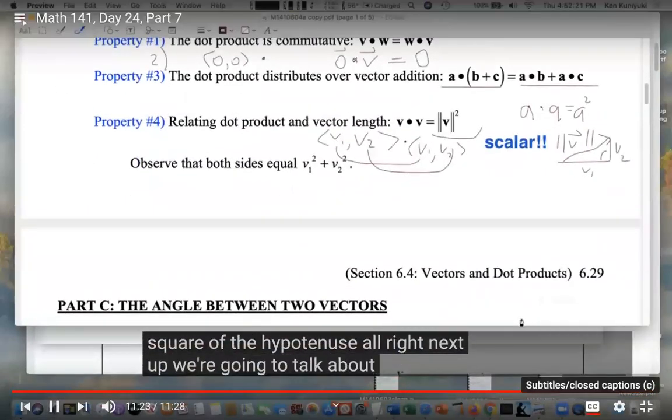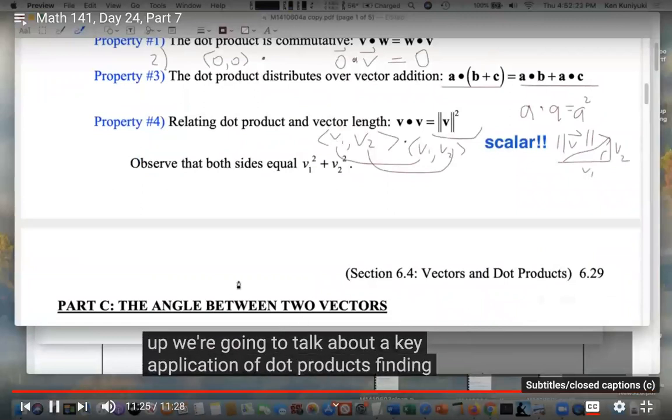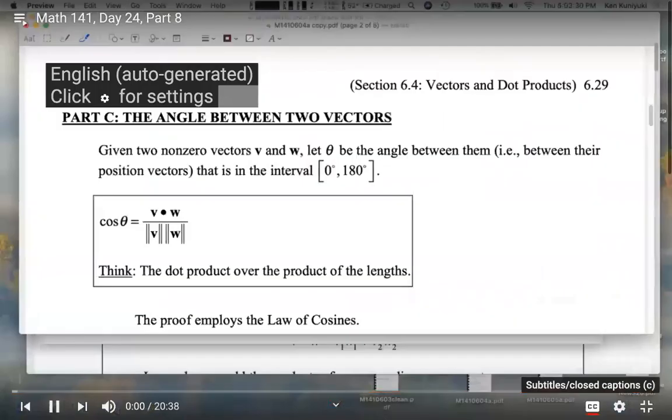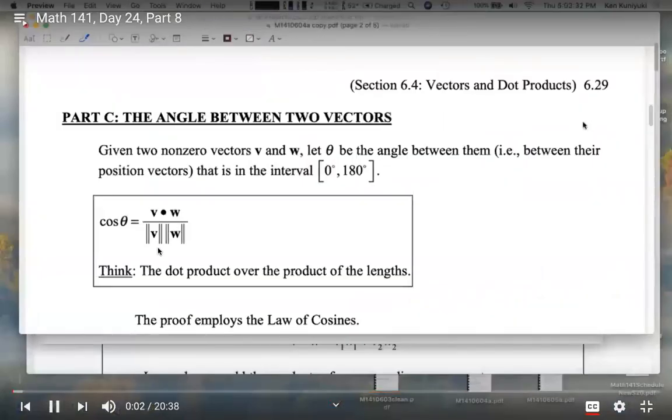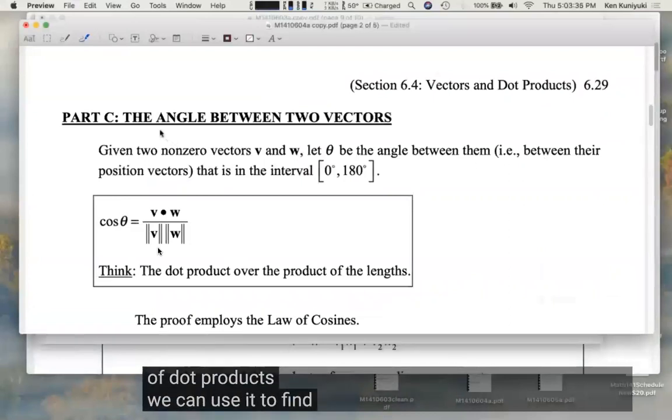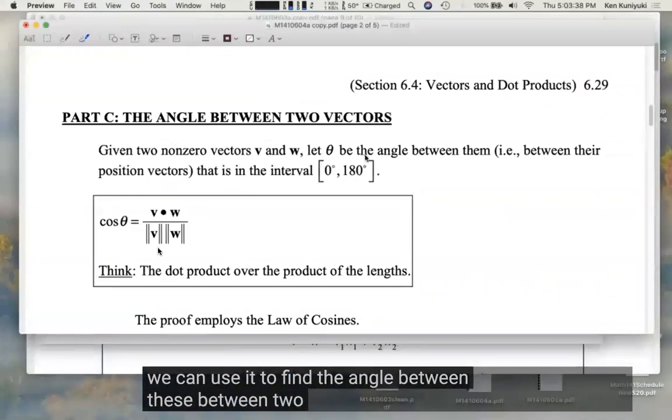Next up, we're going to talk about a key application of dot products, finding the angle between two vectors. Next time. Hi, everyone. Here's a great application of dot products. We can use it to find the angle between two vectors.